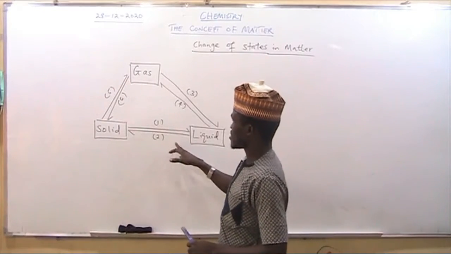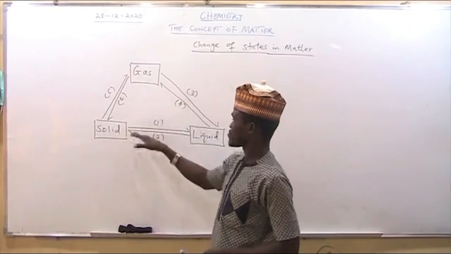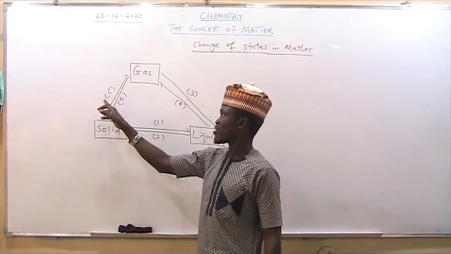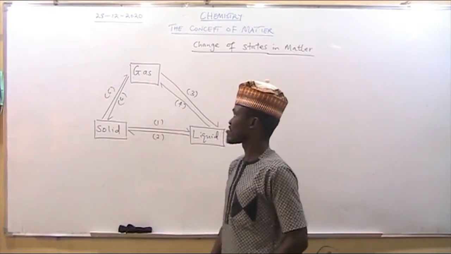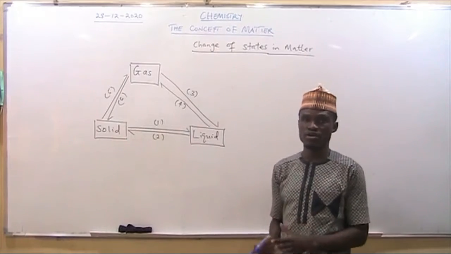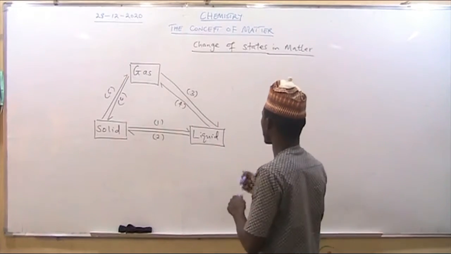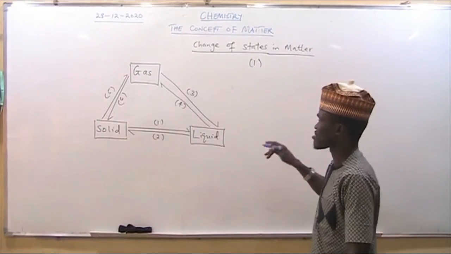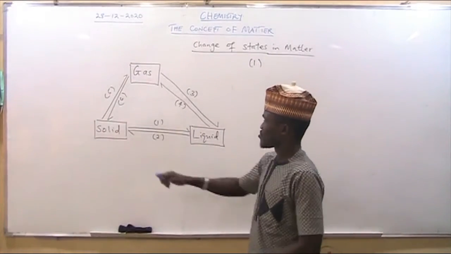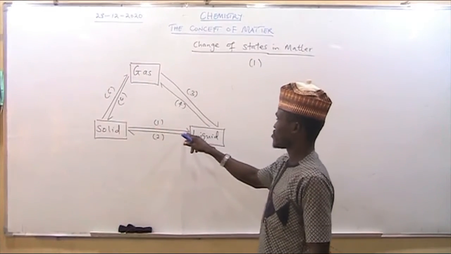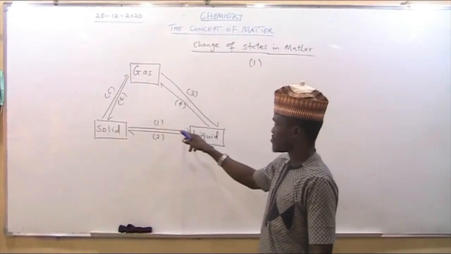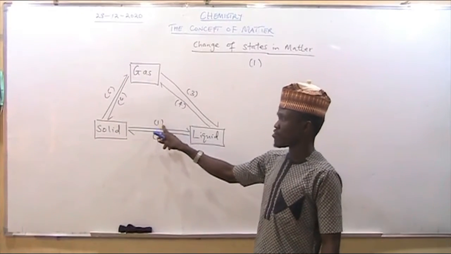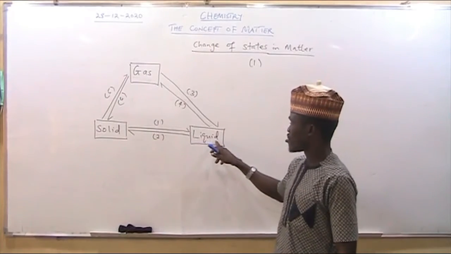As you can see here, this is the change of state triangle. We have 1, 2, 3, 4, we have 5, and then 6. So we are going to be explaining each and every one of these steps. Starting with number 1. Number 1 here tells us that, okay, solid, you can see the arrow which indicates the forward direction. So it indicates that solid follows the process 1 to become liquid.